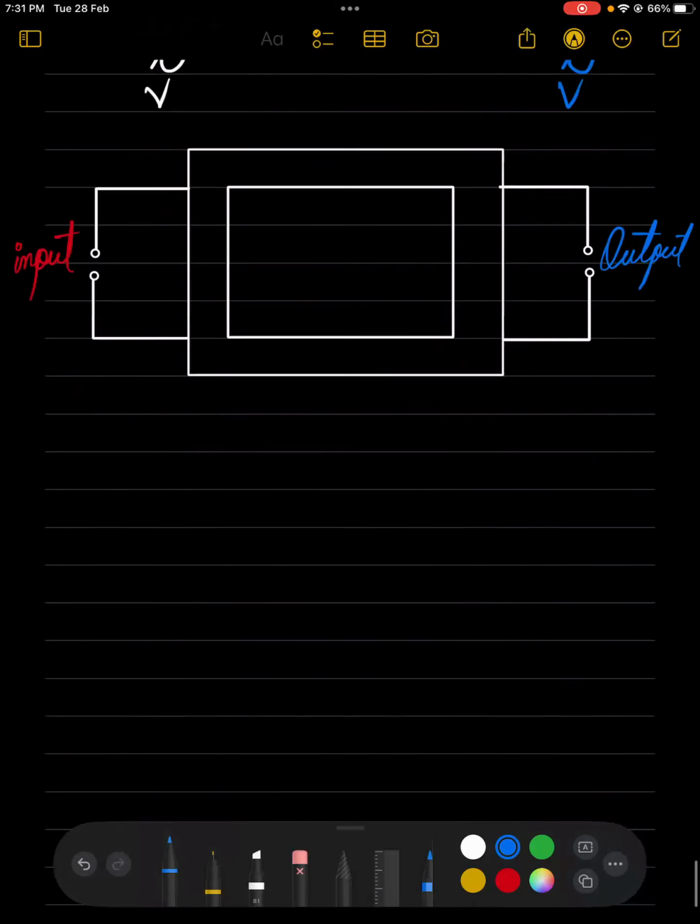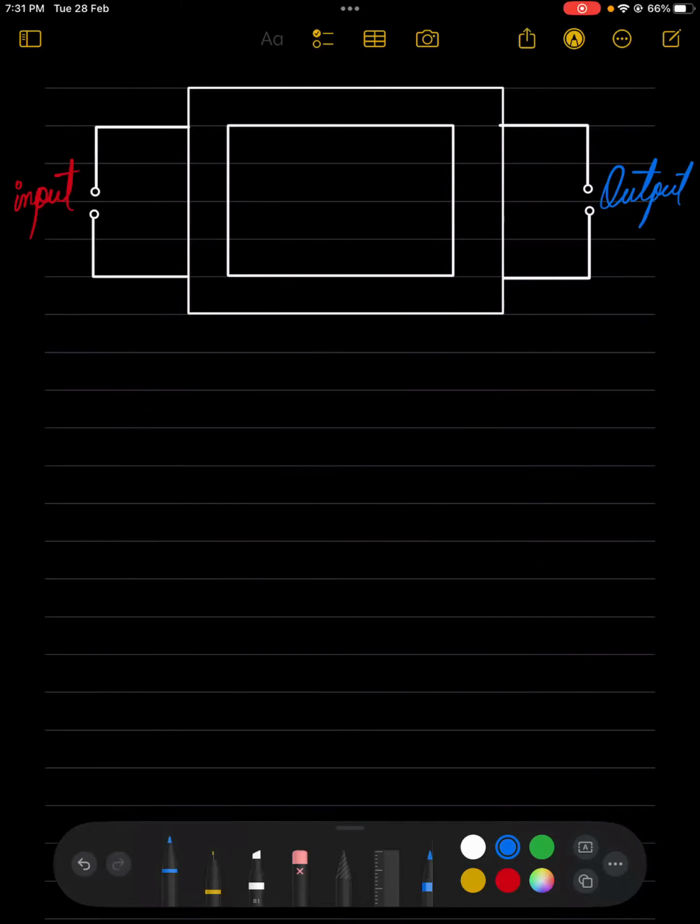Now moving forward, we have a transformer over here जिसमें आपको एक solid block नजर आ रहा होगा right over here.